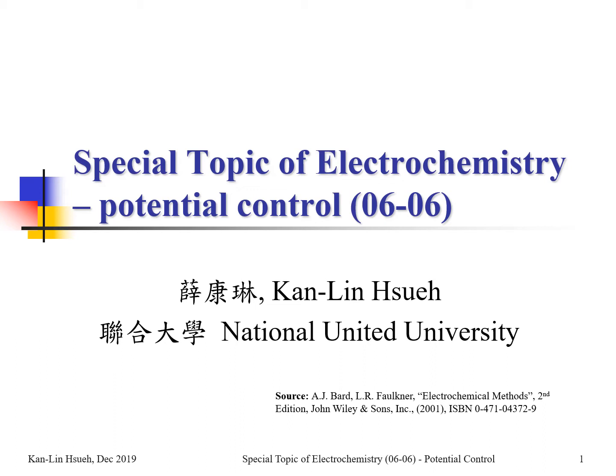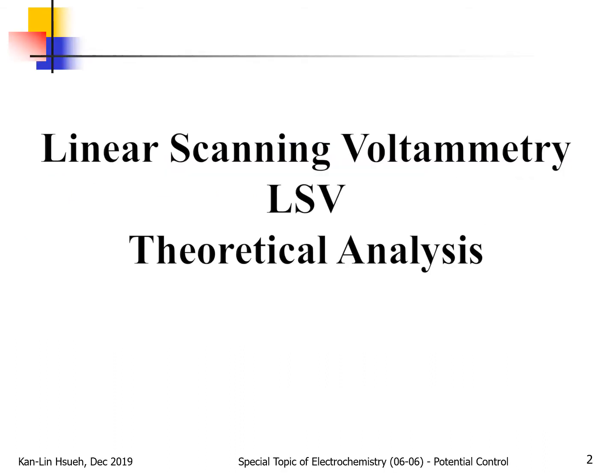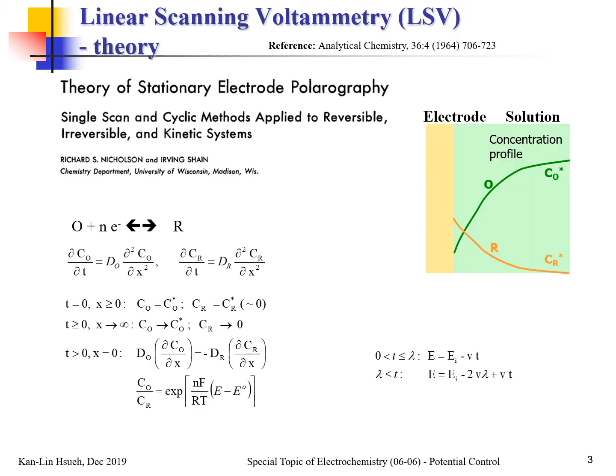If you're interested, this goes back more than 50 years. The equation was derived in the 1960s. So here we talk about the theoretical analysis of linear scanning voltammetry at a fast scanning rate. If you're interested, I recommend getting this paper. They're quite comprehensive about the different kinds of linear scanning voltammetry.